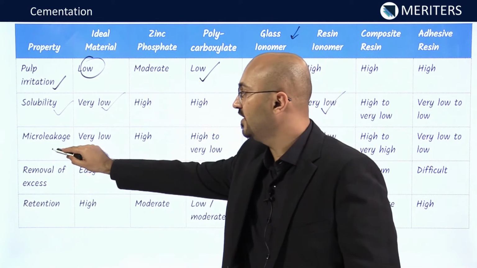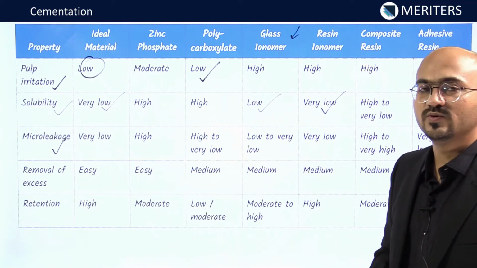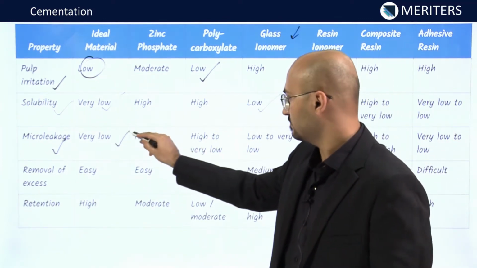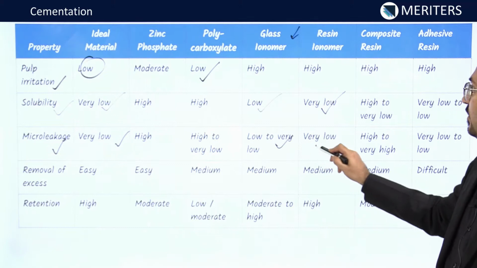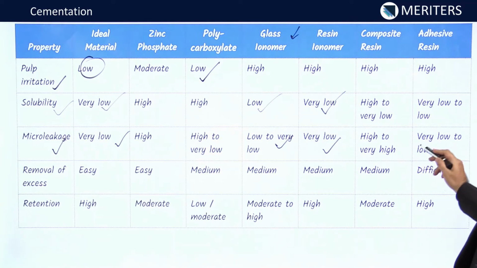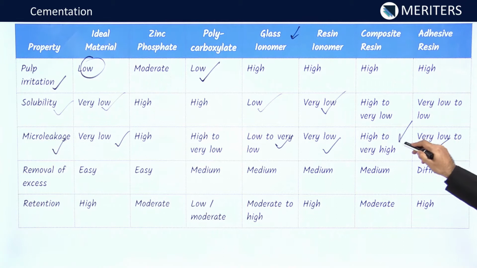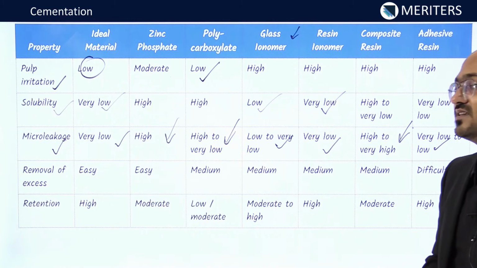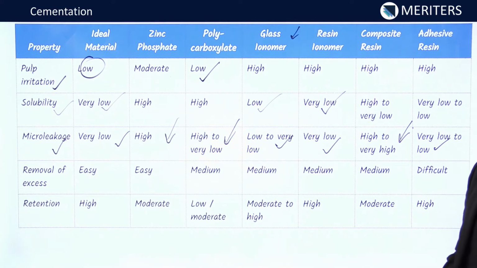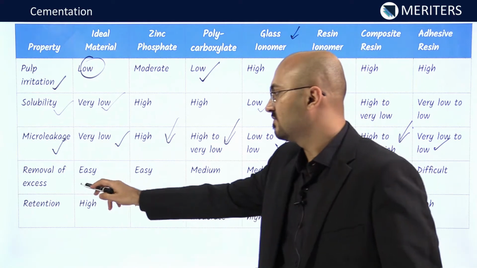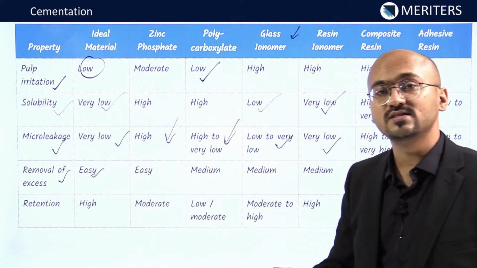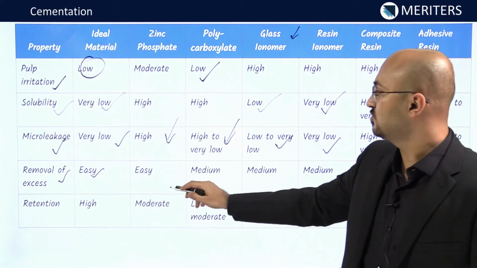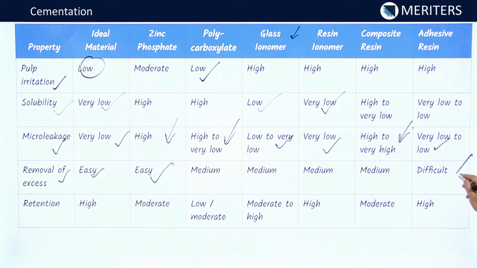Then the property of micro leakage. Micro leakage is along the margins when the cement starts to leach out. So that property should also be very low. It is low to very low in glass ionomer based cements and adhesive resin cement. But it is high in composite resin cement and polycarboxylate and zinc phosphate cement. So all these cements are going to cause more micro leakage. Then comes removal of excess, which should be very easy for the operator. You don't want excess cement bulk to be in the gingival tissue. So it is easy when it comes to zinc phosphate, and it is difficult when it comes to adhesive resin cement.